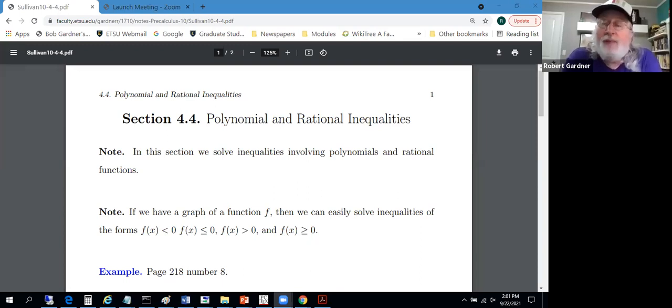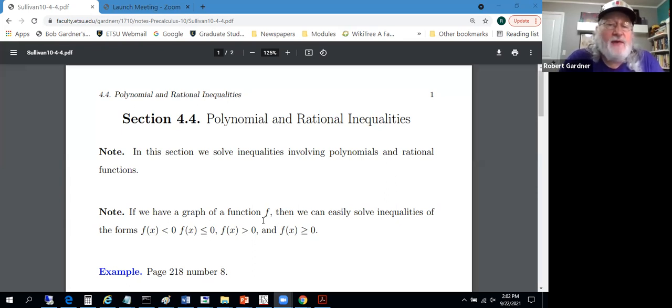Now for section 4.4, polynomial and rational inequalities. So the content of this section is fairly brief, but we'll go through several examples. And what we're basically doing is using our knowledge about the graph of a polynomial or a rational function to solve inequalities. Since we're fairly good at graphing these things at this stage, and we can translate inequalities into questions concerning where graphs are positive or negative, above or below the x-axis, that's the plan.